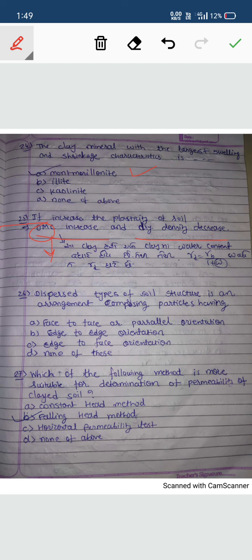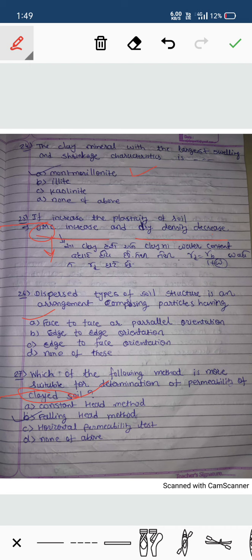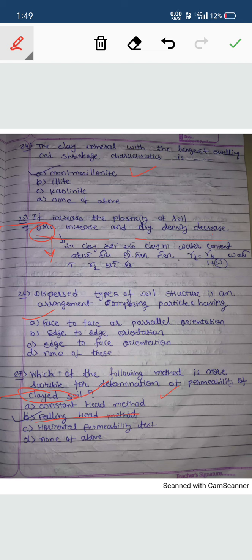A dispersed type of soil structure is an arrangement of the composing particles having face-to-face parallel orientation. This answer A is the correct answer. Which of the following methods is the most suitable for determination of the permeability of clay soil? Clay soil should have low permeability, that's why we use the falling head method. If we have coarse grained soil, that means sand, then we use the constant head permeability test because their permeability is more. That's why we do not require the falling head.